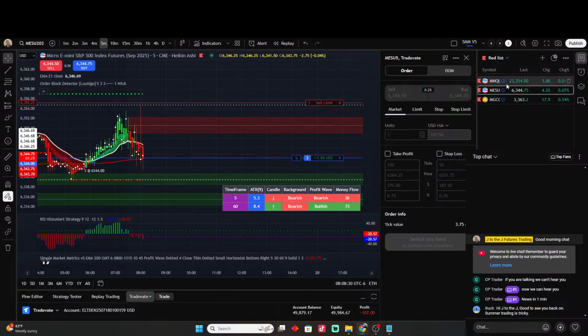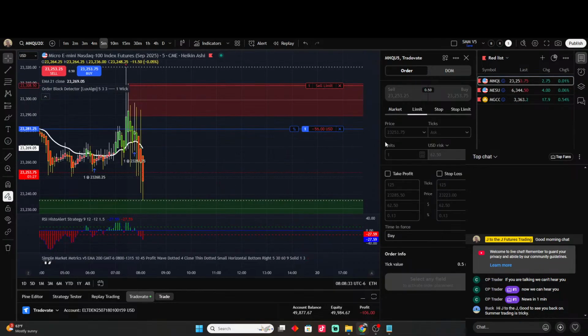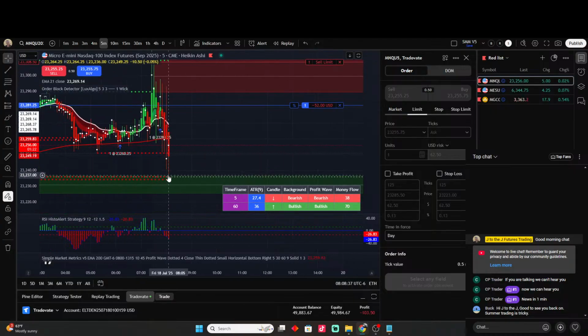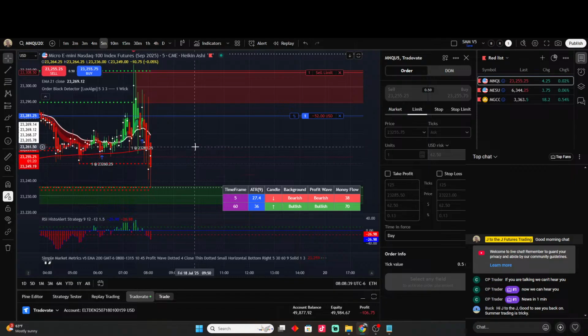Okay, we're at break even. Oh man, NQ spiked off that bottom. Yeah, like I said, that would have been a great place to buy a second ago, because now it's spiked off of there. Could go clear back to the top too.